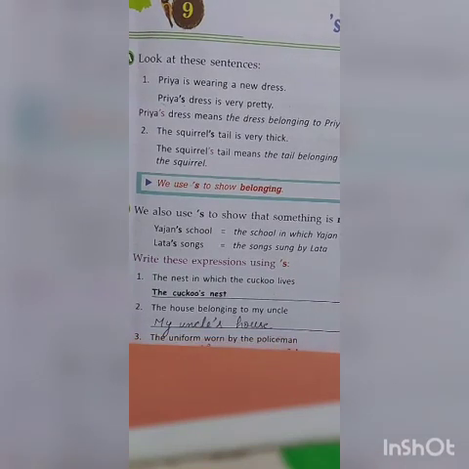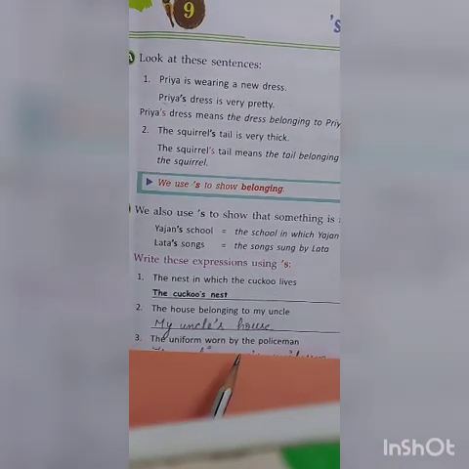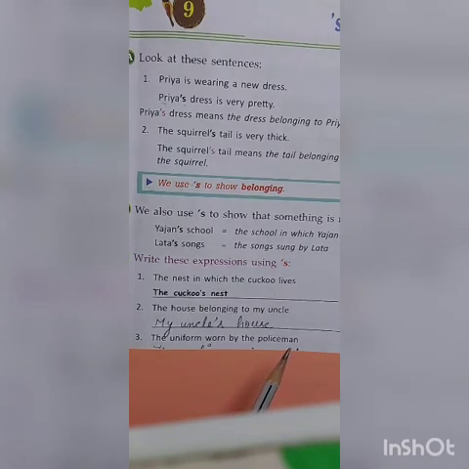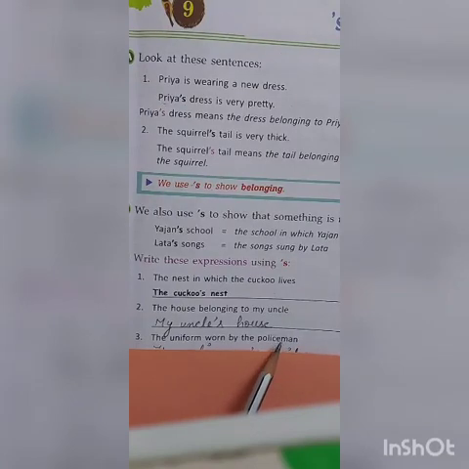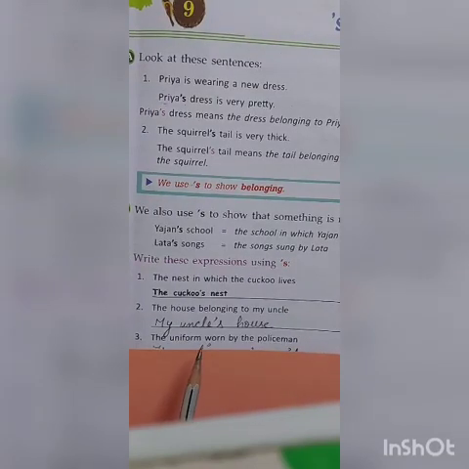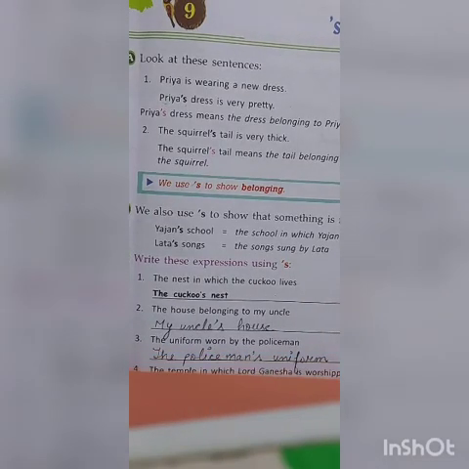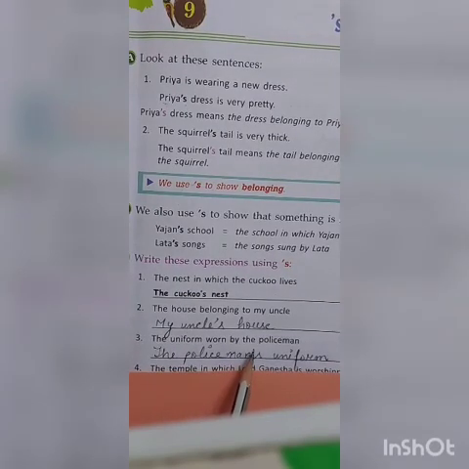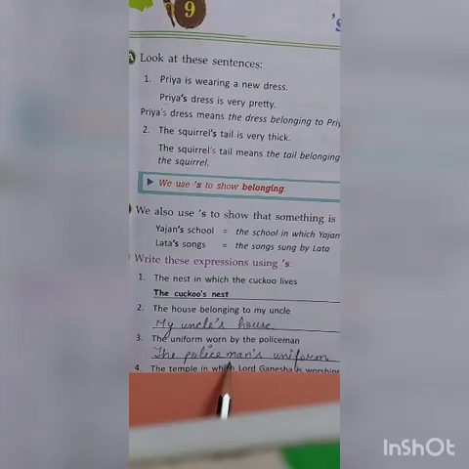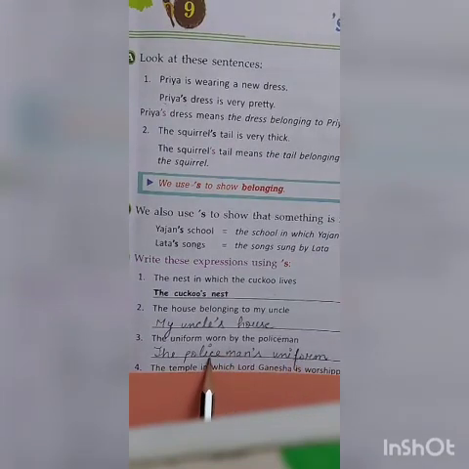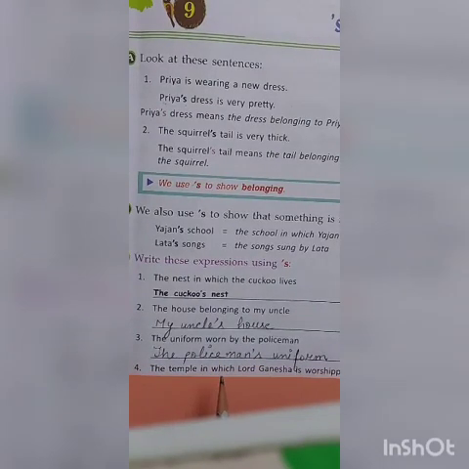Next, the uniform worn by the policeman. Now, the uniform belongs to whom? It belongs to the policeman. So, we'll write it as the policeman's uniform. Apostrophe S will come after the word policeman. The policeman's uniform. The uniform belongs to the policeman. So, that is why we have put apostrophe S after the word policeman.